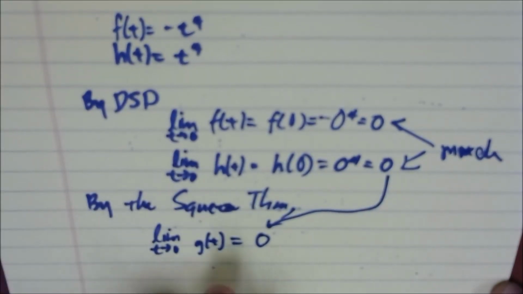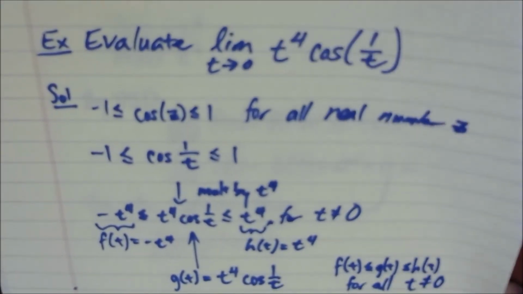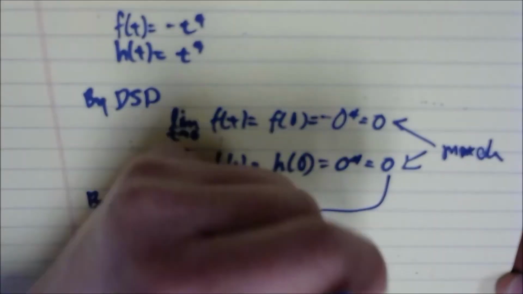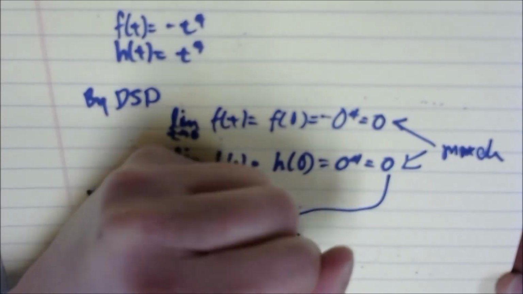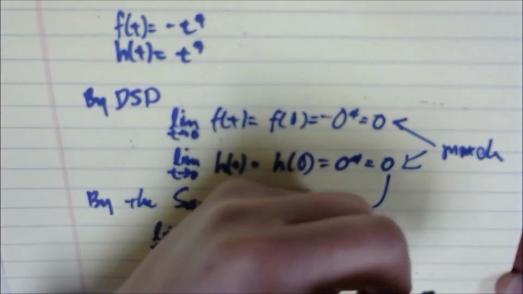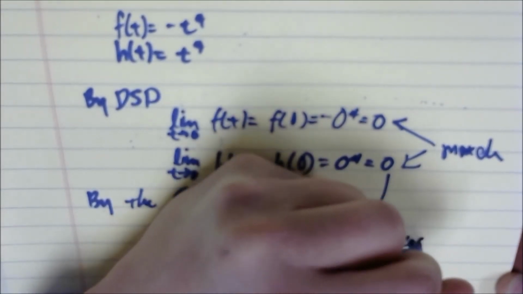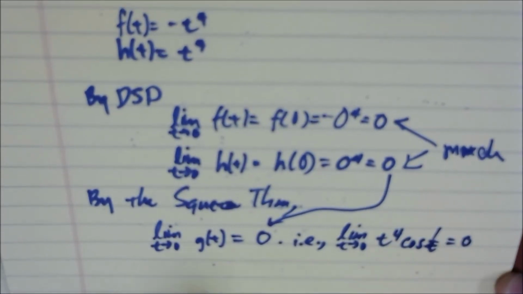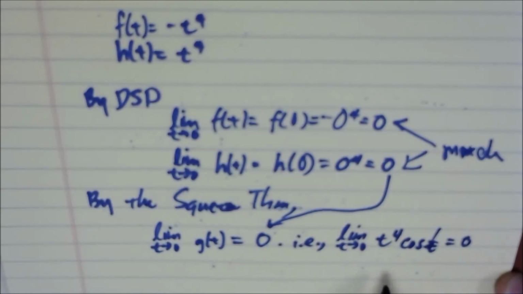And in fact, what was g of t? If you go back to this last page, g of t was the function that we wanted to find the limit of. So just by plugging that g in, just writing this statement in other words, we get the limit as t goes to 0 of t to the fourth cosine of 1 over t is equal to 0. So the only difference between these two is just replacing g of t with what it's equal to, namely t to the fourth times cosine of 1 over t.